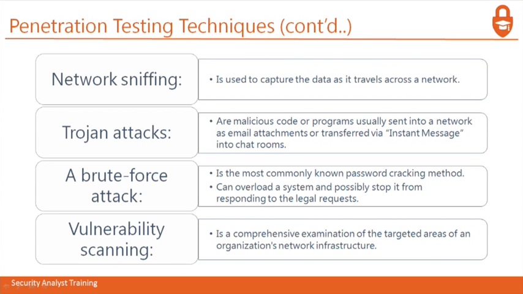Next is Trojan attacks. You've heard a lot about Trojan horses and Trojan viruses, so let's talk about Trojan attacks. First, you need to understand what Trojans are. Trojans are malicious code or programs that are usually sent to a network as an email attachment or transferred through a chat room. Somehow they make their way inside a particular network. A penetration tester would attempt to send specifically crafted Trojans to a network. And the next is the brute force attack, most commonly known as a password cracking method.